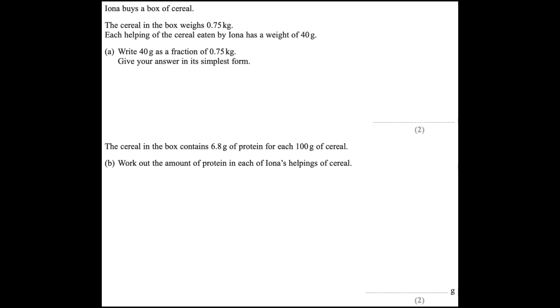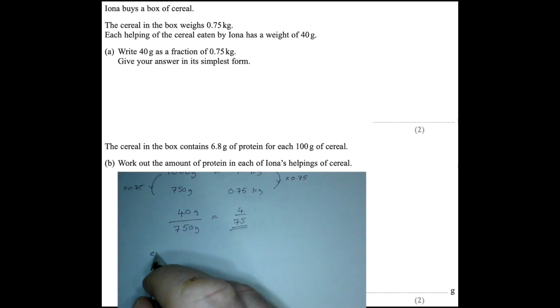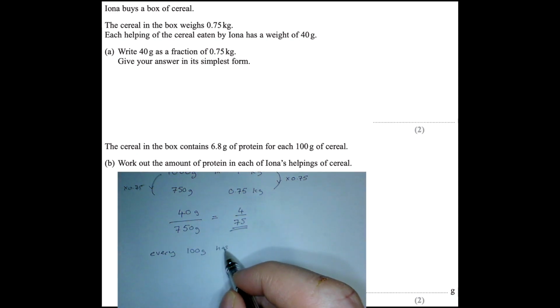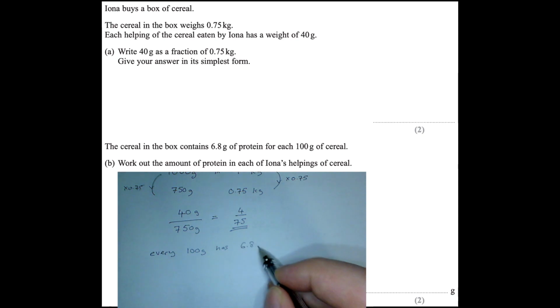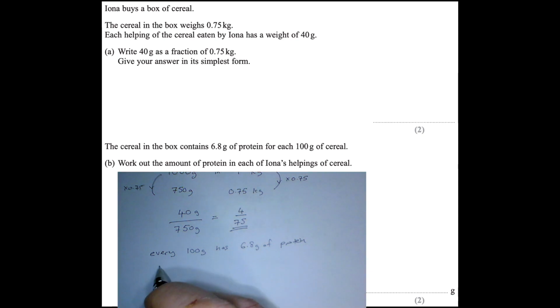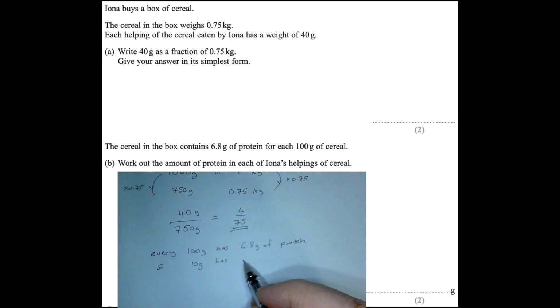Right, the next question is about 6.8 grams of protein for every 100 grams. So that's already a percentage. So what we can do is turn that 6.8 out of 100, which is a percentage, which is already out of 100, into a fraction using my calculator. And we've got a fraction of an amount. Percentage of an amount is a fraction of an amount, okay? So 6.8 out of 100 of her normal meal, 40 grams, is going to be protein.